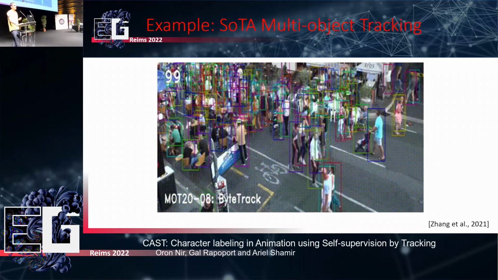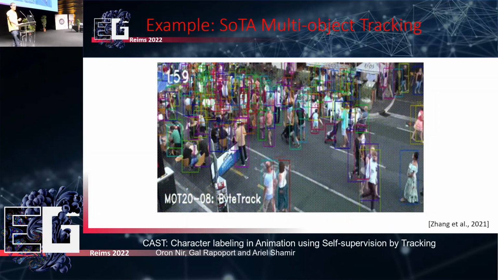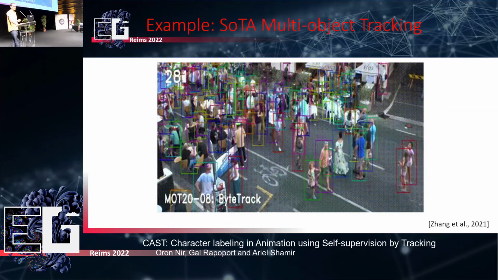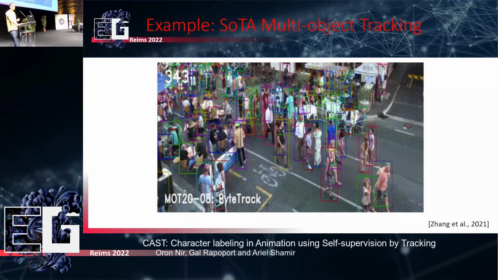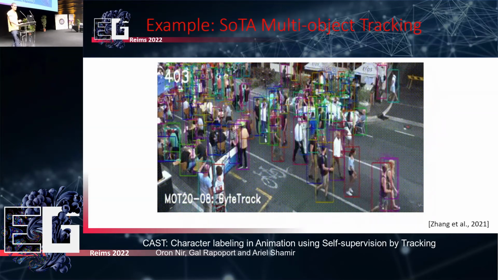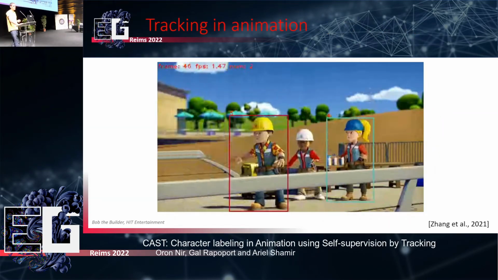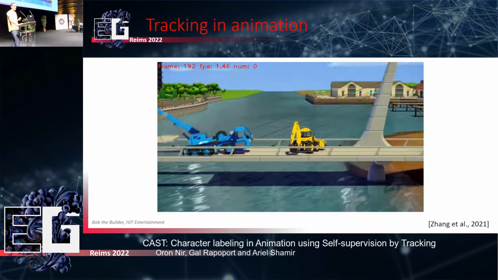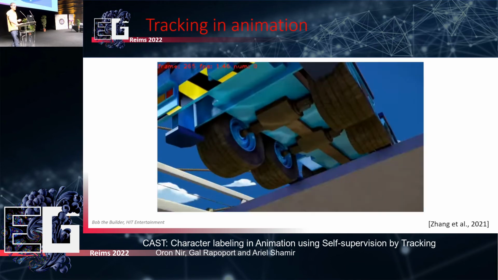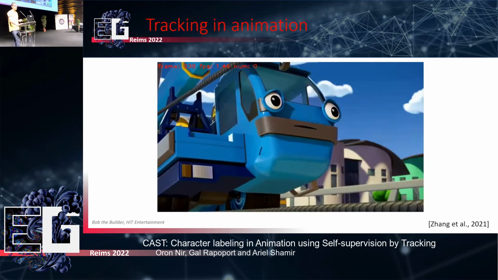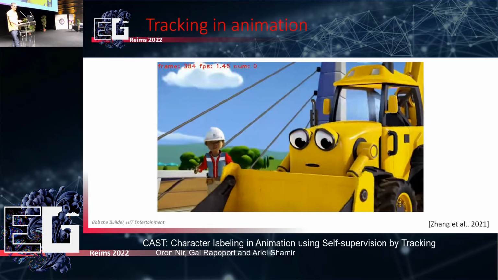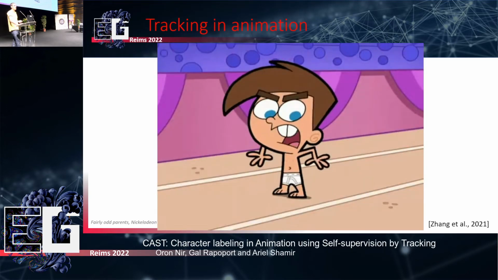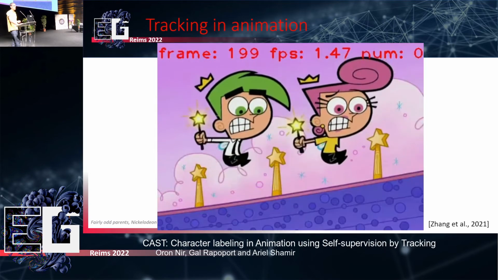For example, let's take multi-object tracking, which is a well-studied field, and ByteTrack, which is a state-of-the-art multi-object tracker. This amazing work captures all pedestrians in the street in CCTV footage. But when we apply it on animation, this model captures only several of the animated human characters and none of the tractors or non-human characters. The same happens when we apply it on some more abstract styles, where none of the human characters was captured here.